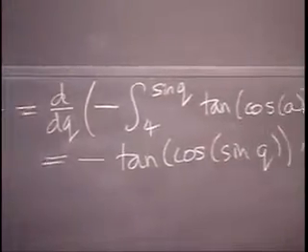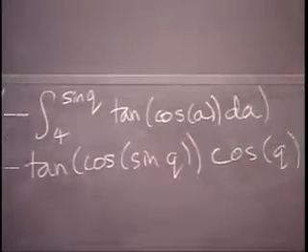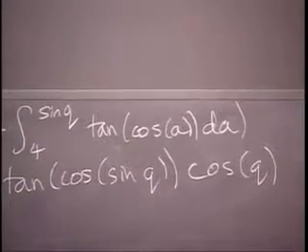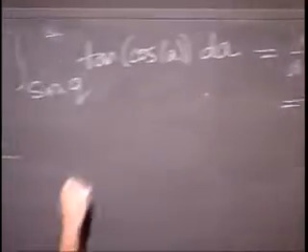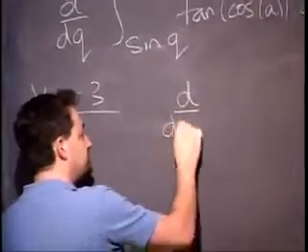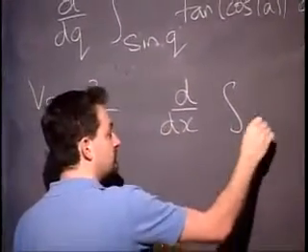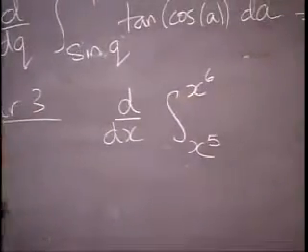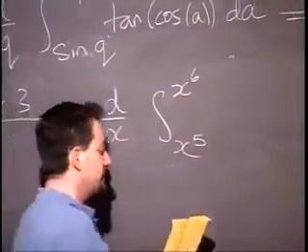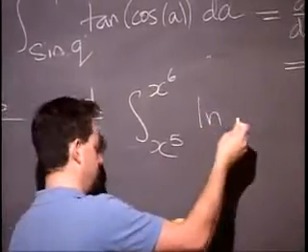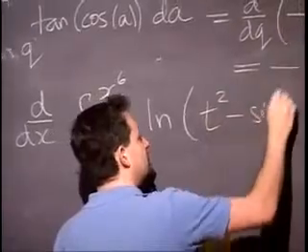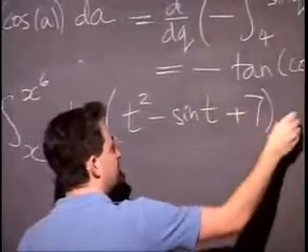Well, variation 3 is the last of its kind. There is a variation 4, but it's a completely different type of problem, apparently. So let's just consider this. Derivative, d dx, of the integral from x to the 5th to x to the 6th of log t squared minus sine t plus 7.